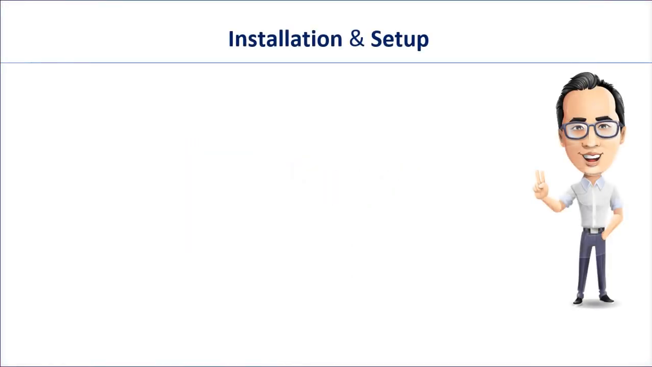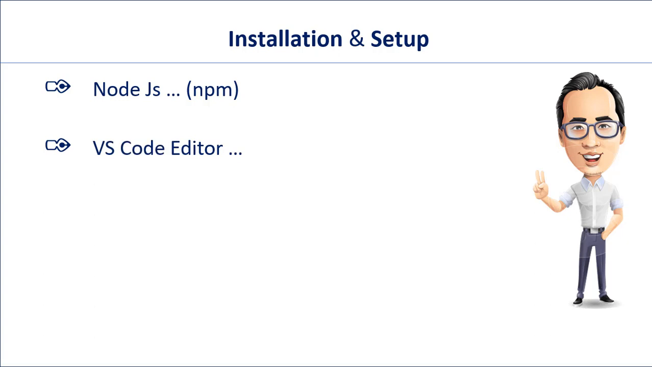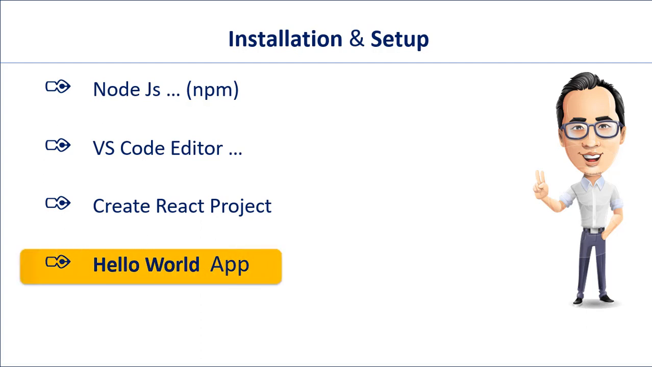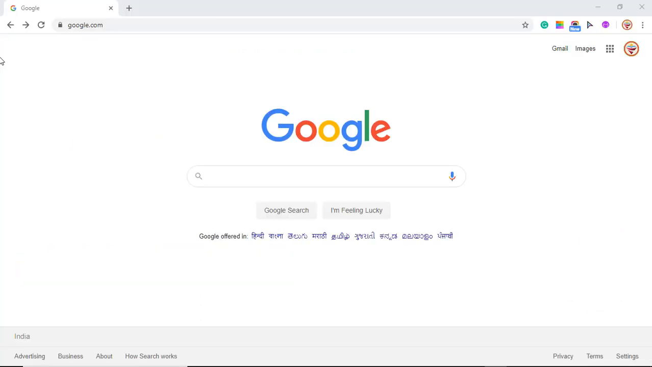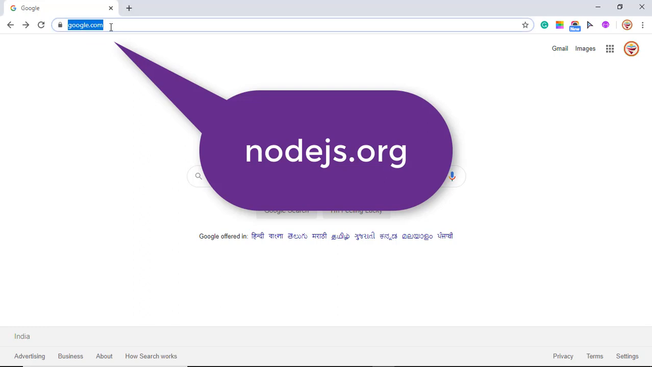Here in this video, we are going to do the installation and setup. For a React application, we need npm, which will be installed by installing Node. Then after that we are going to install the VS Code editor, then we will be creating a React project, and finally we end up with a hello world application. Let's download Node.